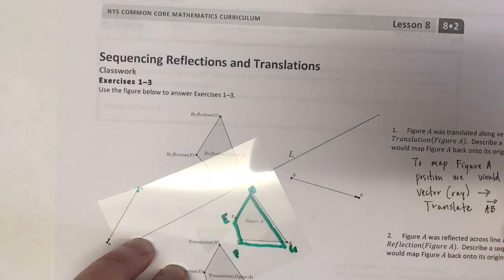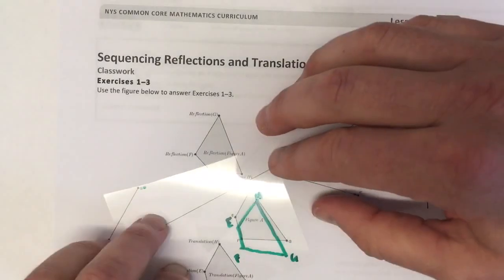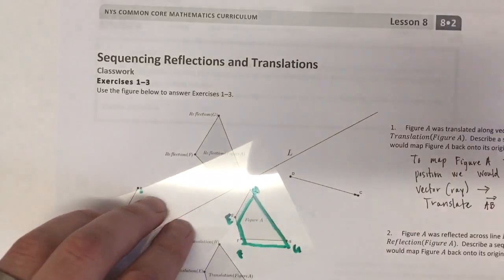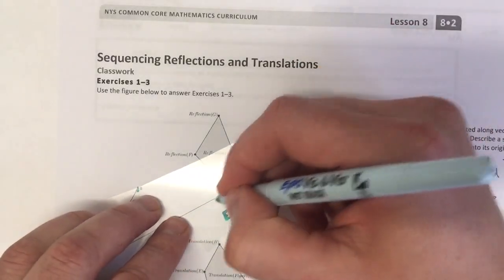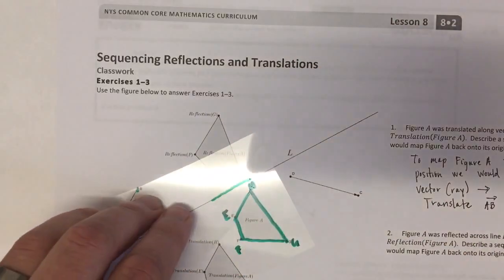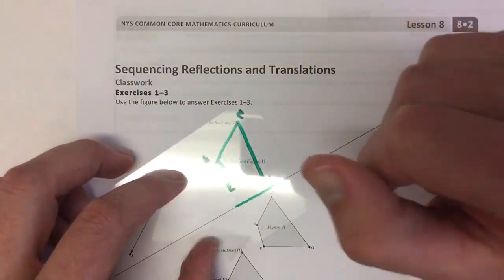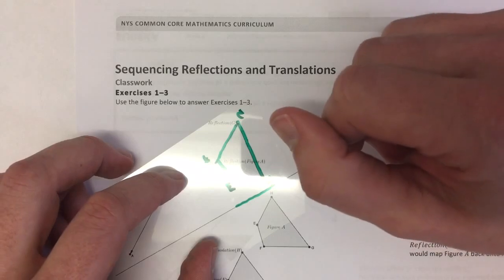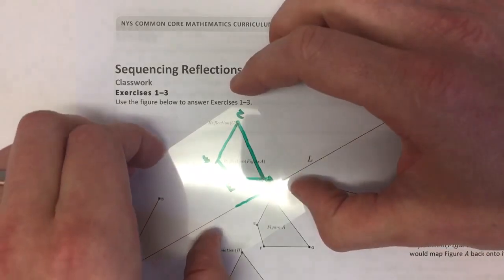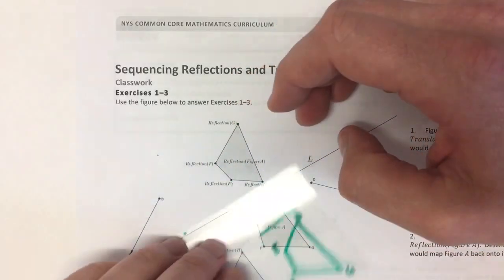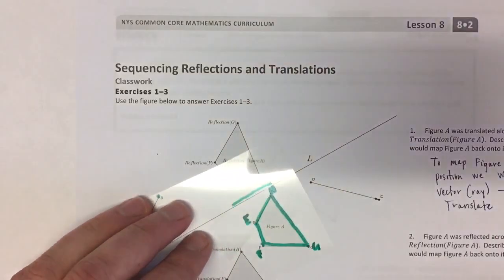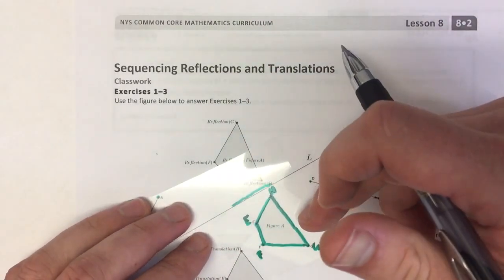Figure A was reflected across the line L, resulting in the reflection. Describe the sequence of reflections that would map figure A back onto its original position. So if I kind of go, let me just give myself a line here. If I were to reflect over that line, you can see it matches up exactly. Well, if I want to go back, I have to take that figure and reflect it back over the line.